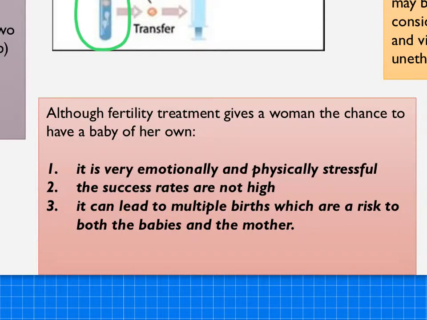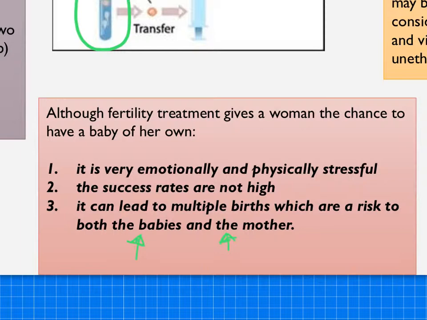An obvious benefit of this is that a woman will have a chance to have a baby of her own, okay, but there are some disadvantages. Particularly, it's very emotional and physically stressful because the success rates are not always high. They are improving, but it's still quite an emotional time whether you can have a baby or not. The other key thing is that it leads to multiple births. Now, you might think, oh, that's great. If you can't have a baby, let's have a few. But the more multiple births a person has, the higher the risks are to both the baby and the mother.